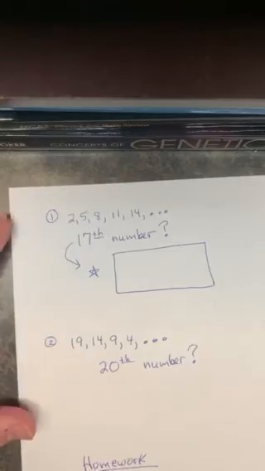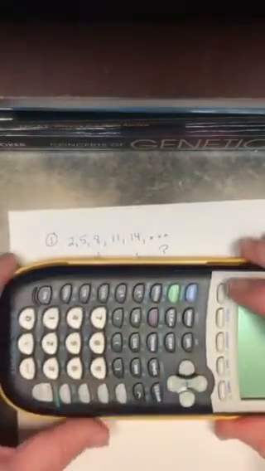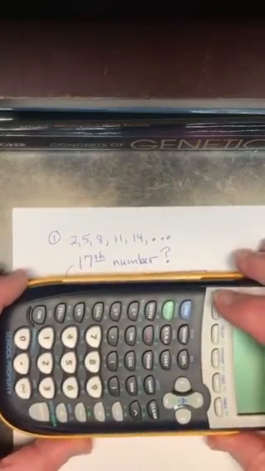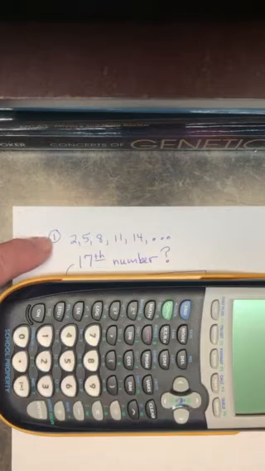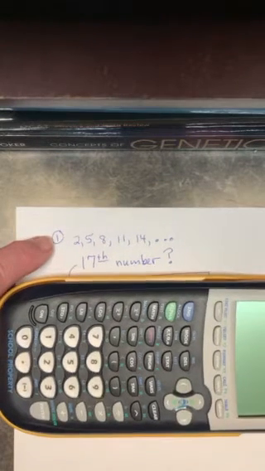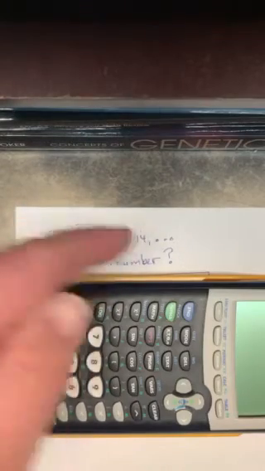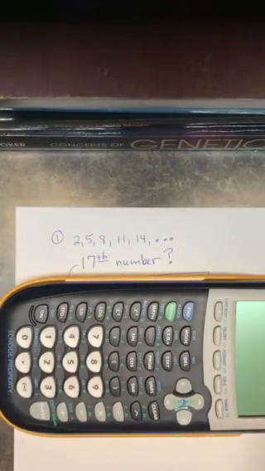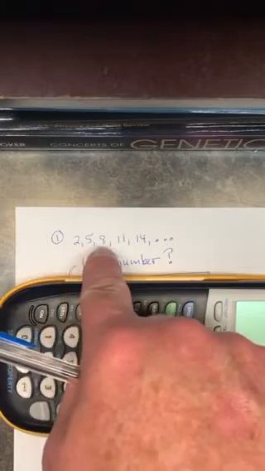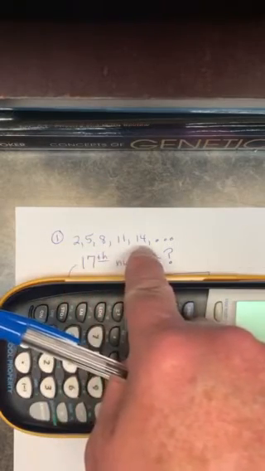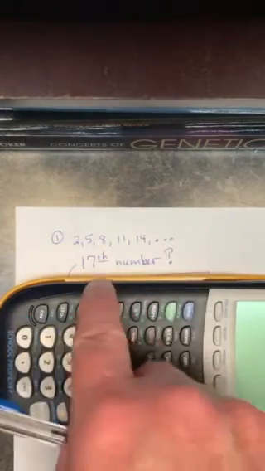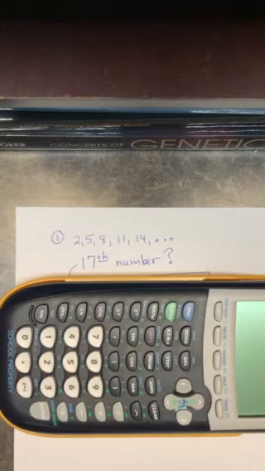The other thing we ask in this section, oh boy, here we go. Ready? Let's start with sequence number 1. Now, it's already on your paper, but I'm writing it again since I flipped my paper over. The one that said 2, 5, 8, 11, 14. What if I said, hey, guys, what's the 17th number?